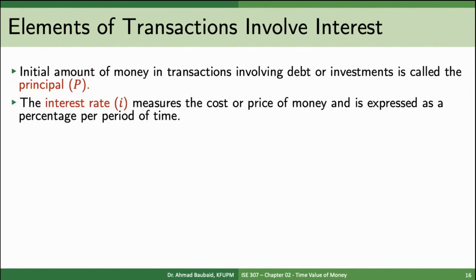And then the interest rate, which we talked about, usually we'll use the letter i, a small i, for that. And that's the rate, right? It's the rate of return on your investment. It's the cost of borrowing money, as we said. And it's usually expressed as a percentage per period of time. I gave you some examples earlier, like 5% per year. This is how the interest rate is normally going to be given in problems.